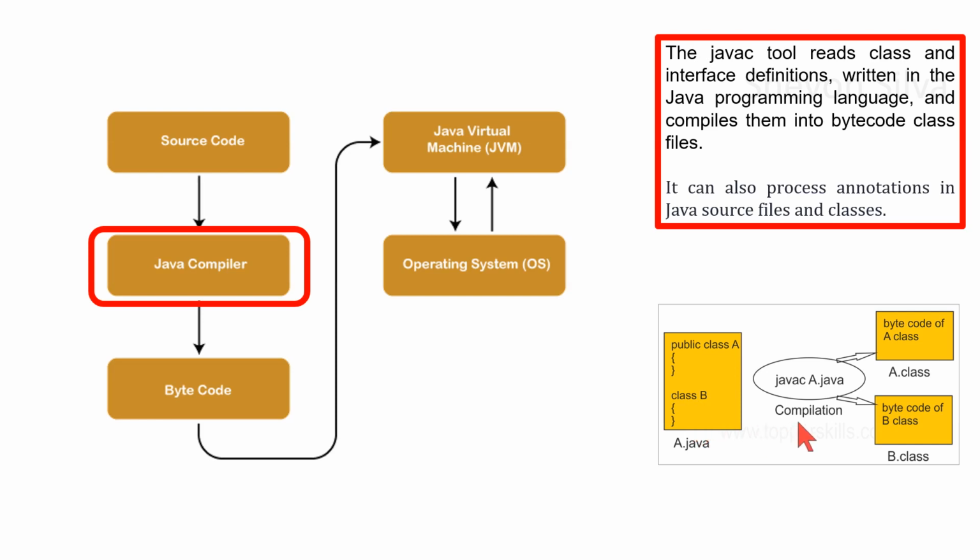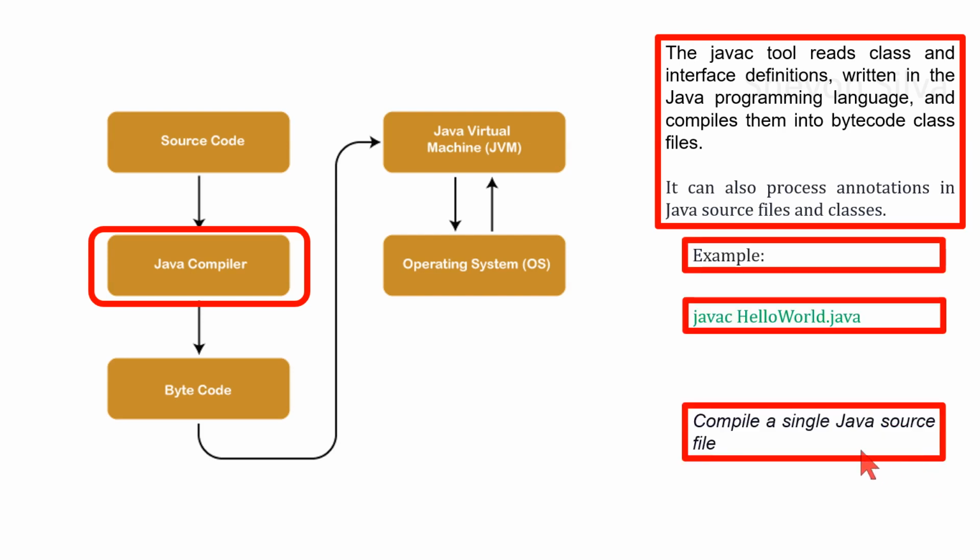Then the Java compiler translates the Java source code into byte code and creates a separate class file with .class extension for each class to save the generated byte code. Here you can see two class files are created named a.class and b.class. For example, the javac helloworld.java command can be used to compile a single Java source file named helloworld.java.